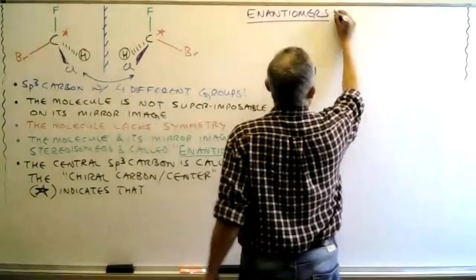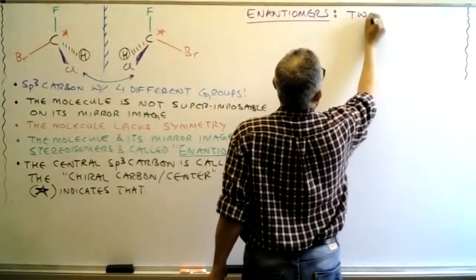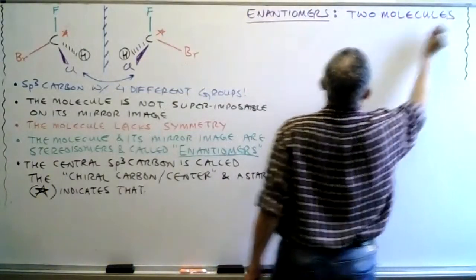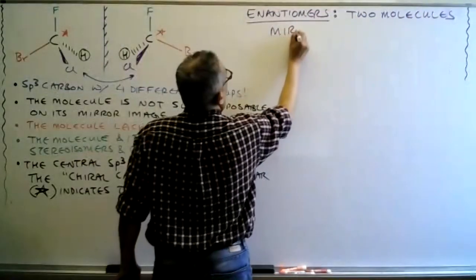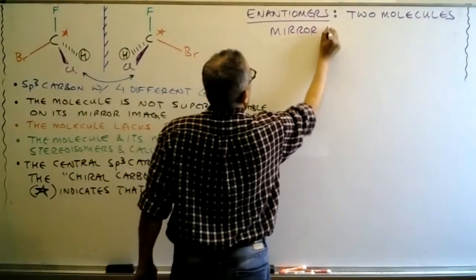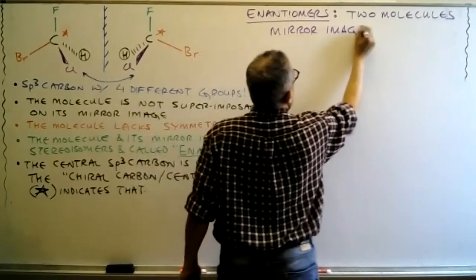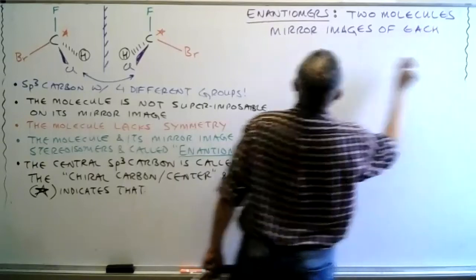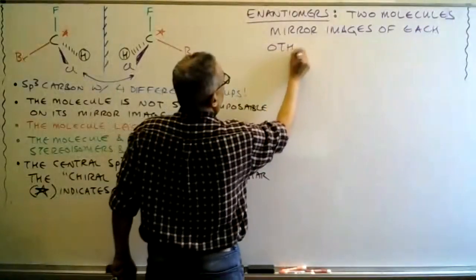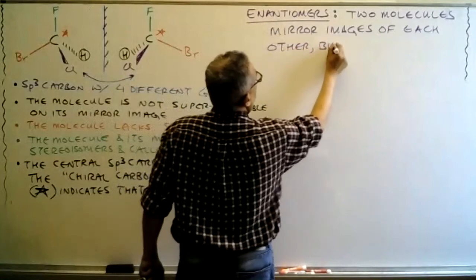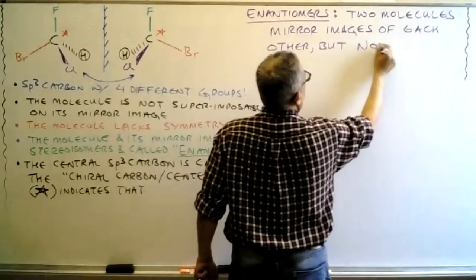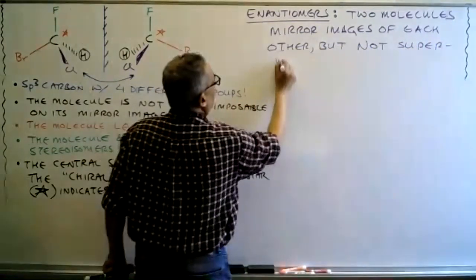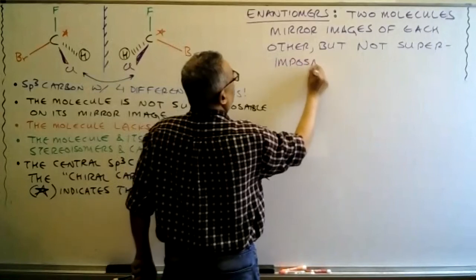The definition of enantiomers is 2 molecules that are mirror images of each other, but not superimposable.